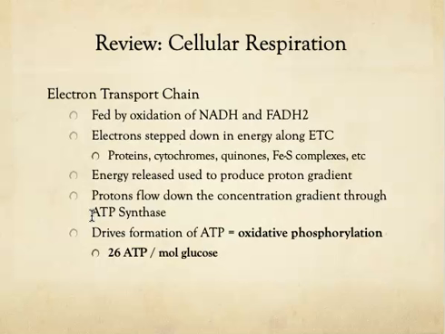Oxidative phosphorylation produces a lot of ATP per glucose molecule. Don't worry about this number here, this 26 number, because this number is going to vary based on the source material. Just remember that during the oxidation of glucose, during cellular respiration, only 4 ATP were made. During oxidative phosphorylation, a whole lot more ATP gets made. It's a much more efficient process.